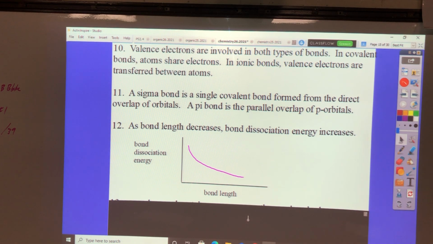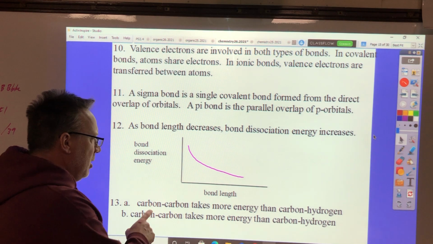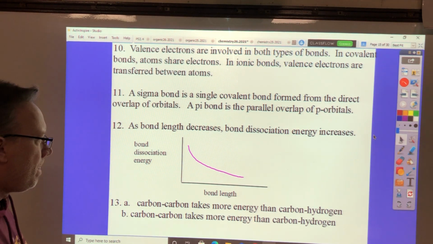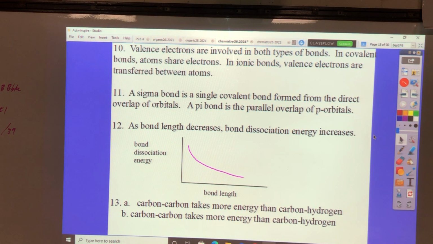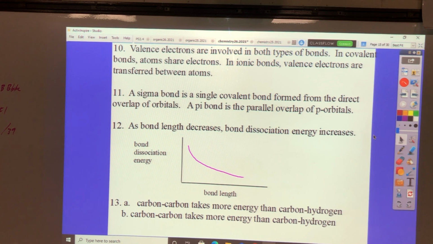Predict the relative bond dissociation energies needed to break the bonds in the structures below. The acetylene there should be pretty high, the ethyne. Carbon-carbon bonds take more energy to break than carbon-hydrogen bonds. In both cases, the carbon-carbon bond takes more energy to break than the carbon-hydrogen bond. I just think that's a weird way the question is worded. Okay.